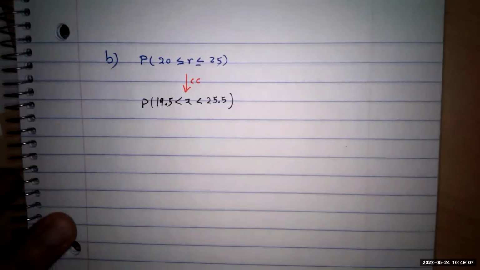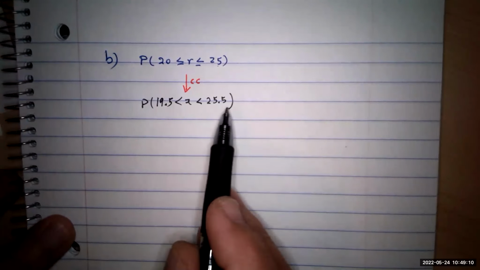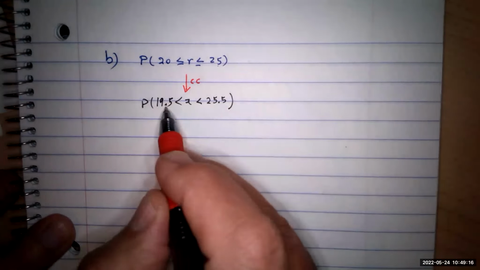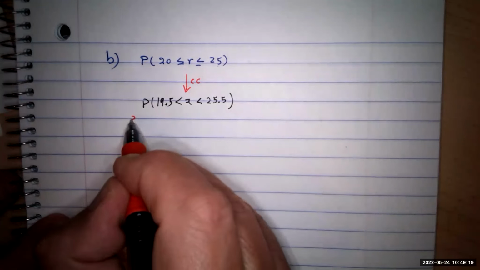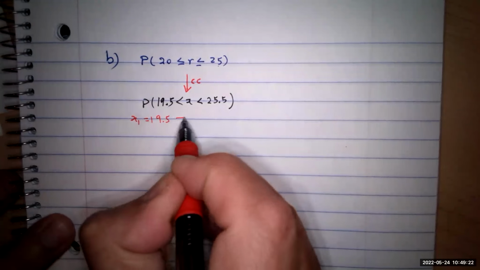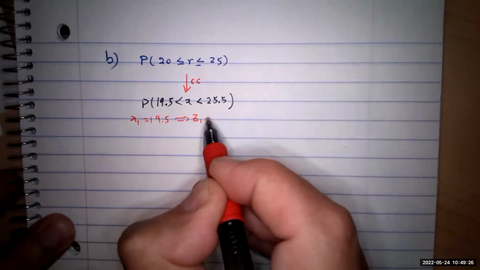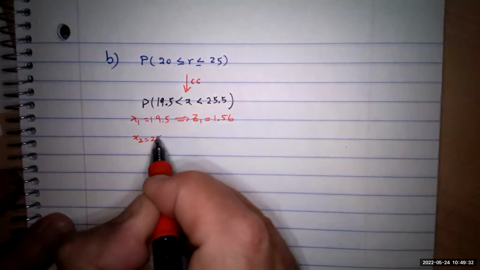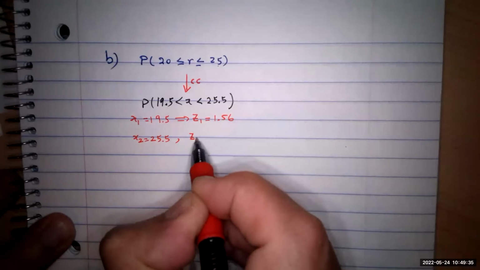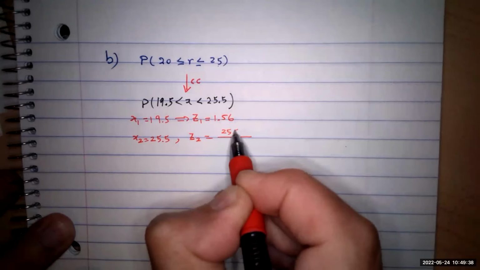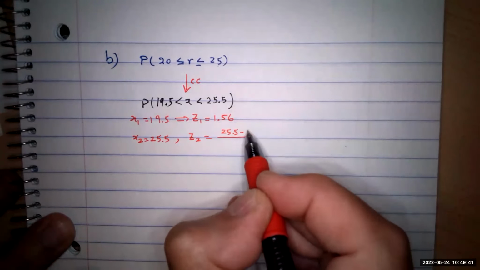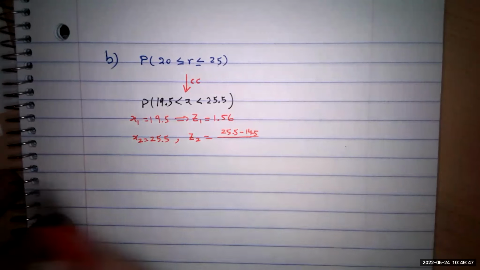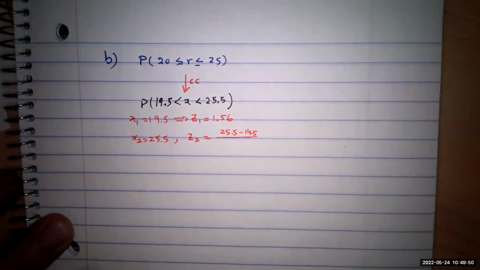Now again, the z-score, we already got the z-score for this side. We can find the z-score for the other side too. So I call this one x1, 19.5. I already got this number, it's 1.56. Now get the other one, x2 equal to 25.5, and find z2, which is 25.5 minus 14.5, divided by 3.21, was it? Okay, so 3.21.